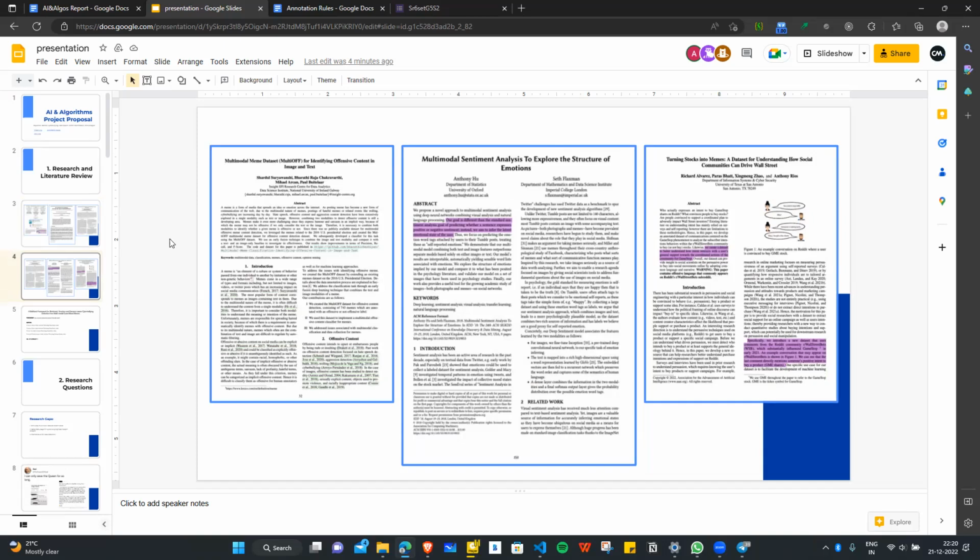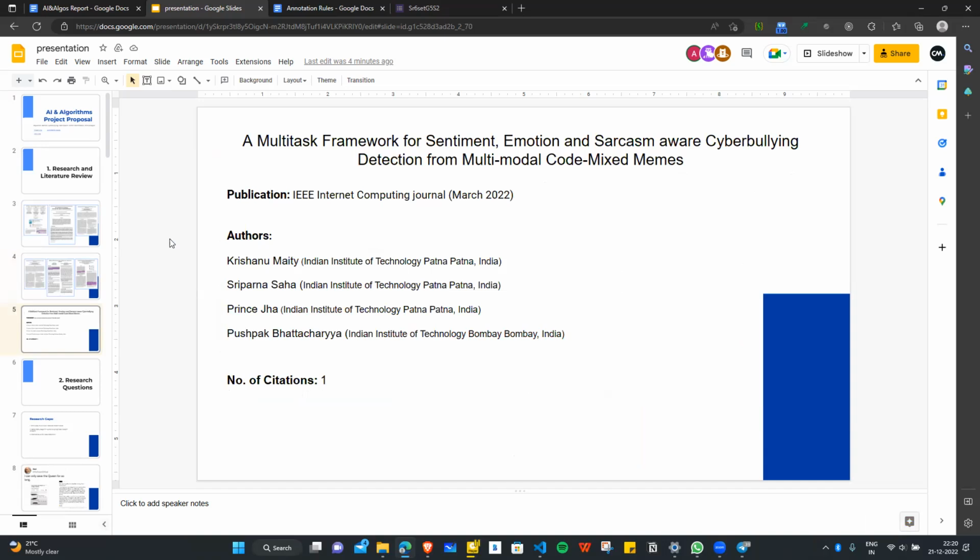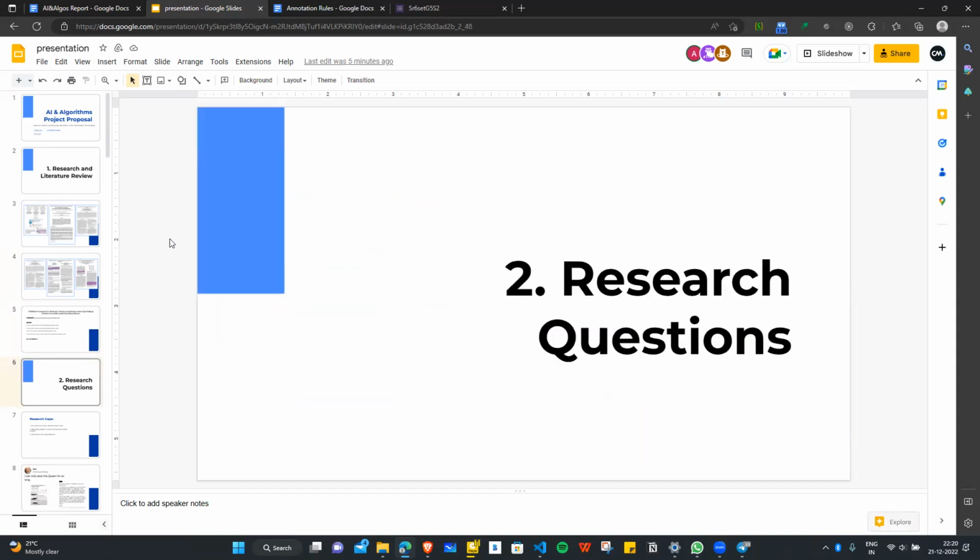Then another paper we have is Turning Stocks into Memes, a dataset for understanding how social communities can drive Wall Street. The first author of this paper is Richard Alvarez, and he's from the University of Texas at San Antonio. Like that, we have around 15 papers that we read, and some of them I also mentioned. This is another paper, and the details are mentioned here. Now we'll see the research questions.